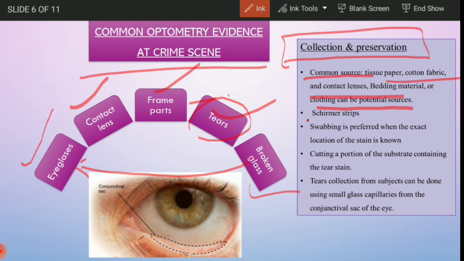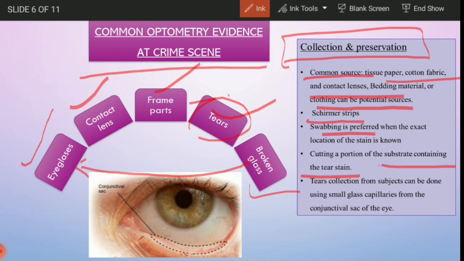Then it is collected using skimmer strips. About 1.5 or 2 of skimmer strip is inserted inside the eye of the culprit or victim or whomsoever the evidence is believed to be correlated with. Then the strip will be taken out, and some amount of tear is now collected in that skimmer strip.